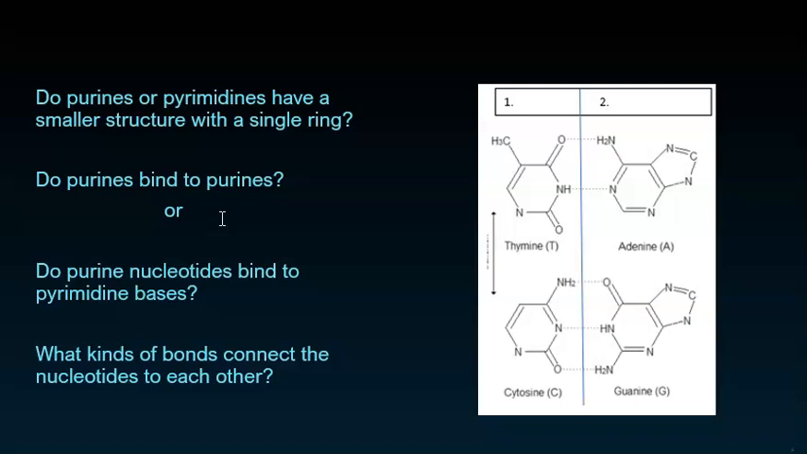So do purines or pyrimidines have a smaller structure with a single ring? And do purines bind to purines, or do purine nucleotides bind to pyrimidine bases? Also, what kind of bonds connect the nucleotides to each other?